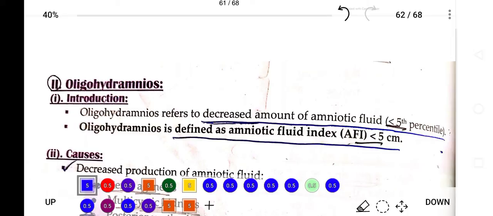Now the other condition is oligohydramnios. This is the opposite of polyhydramnios. In oligohydramnios, there is a decreased amount of amniotic fluid, less than the 5th percentile, or an amniotic fluid index less than 5 centimeter. That condition is known as oligohydramnios.